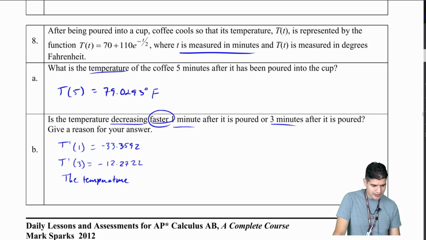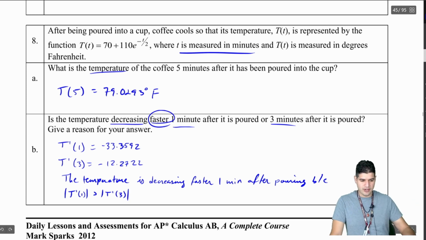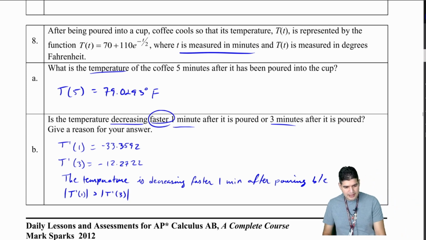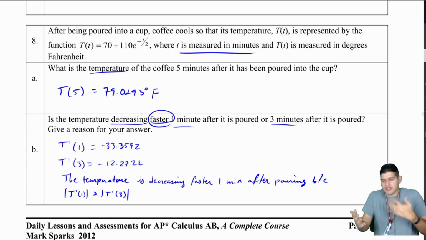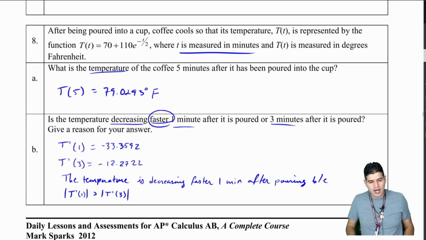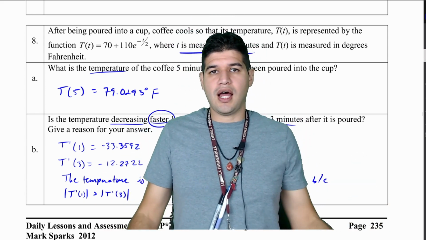So we're going to say the temperature is decreasing faster 1 minute after pouring, because the absolute value of T prime of 1 is greater than the absolute value of T prime of 3, right? Because then you get 33 versus 12. And that's how we know that is decreasing faster. We know it in our heads because one is more negative, but that's how you're gonna wanna write it, okay? And a lot of these free response questions is going to be like, how do you write these specific answers down?